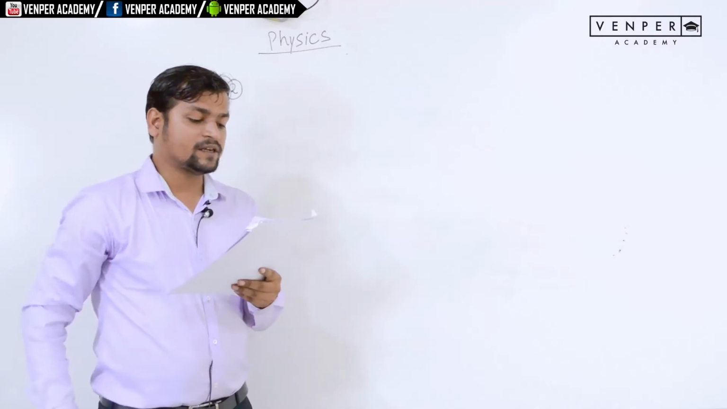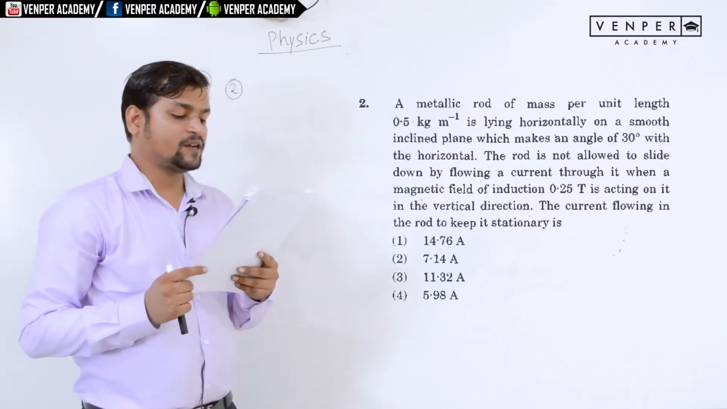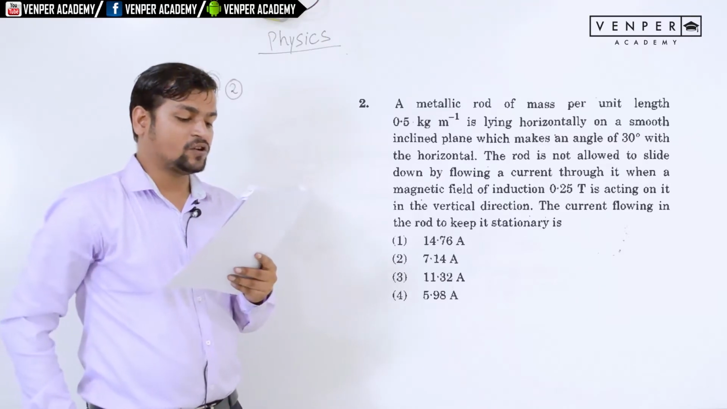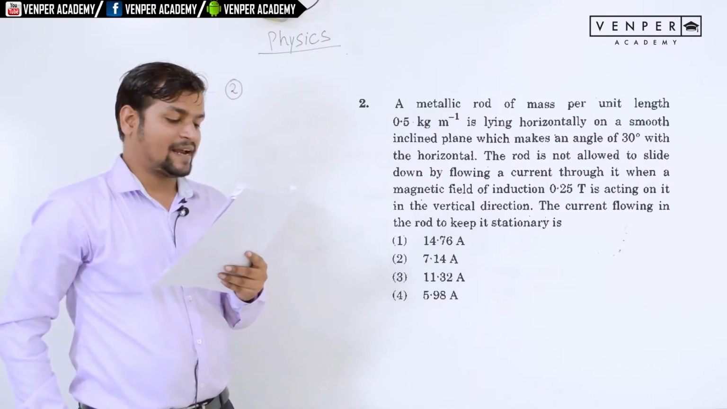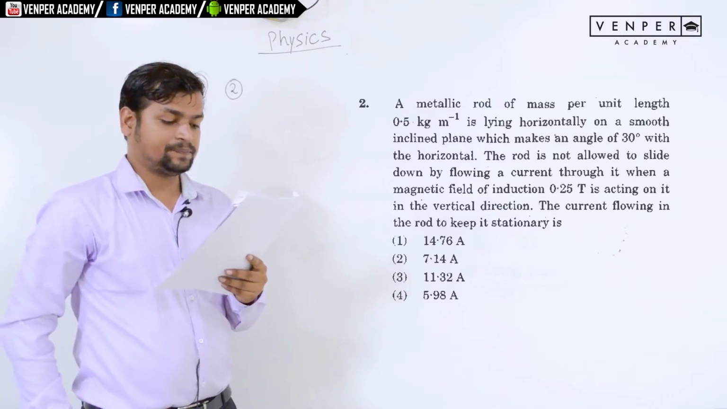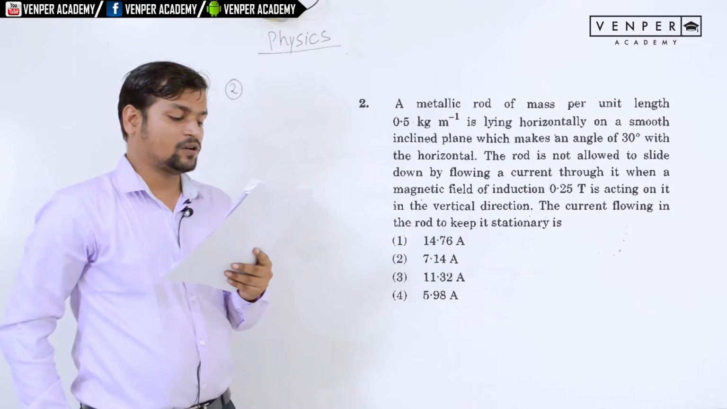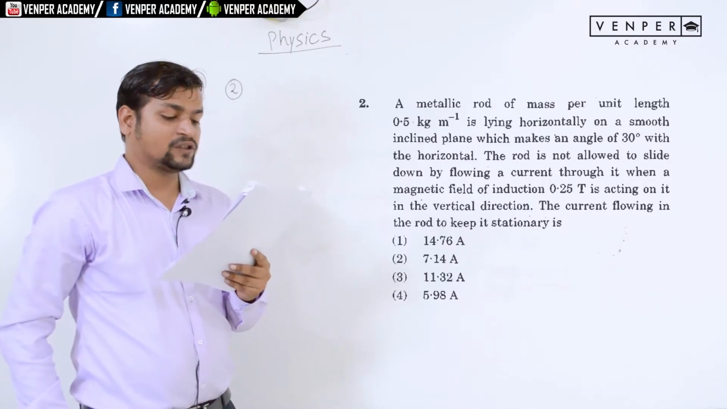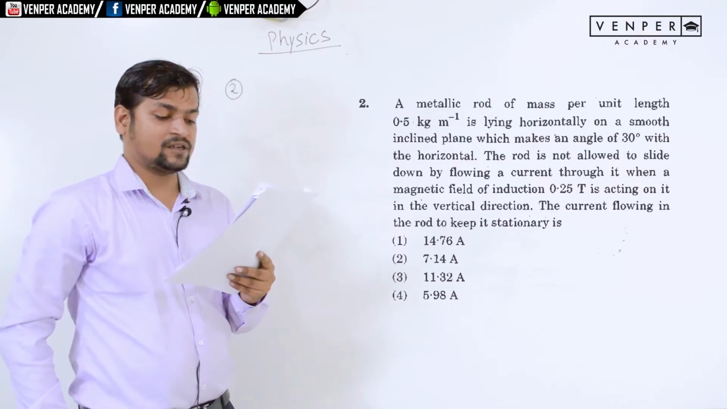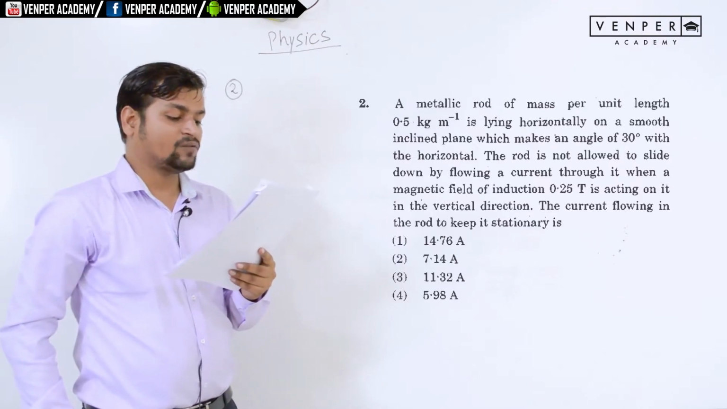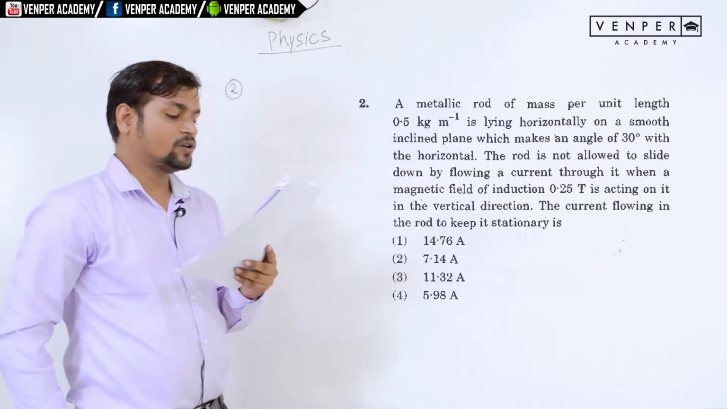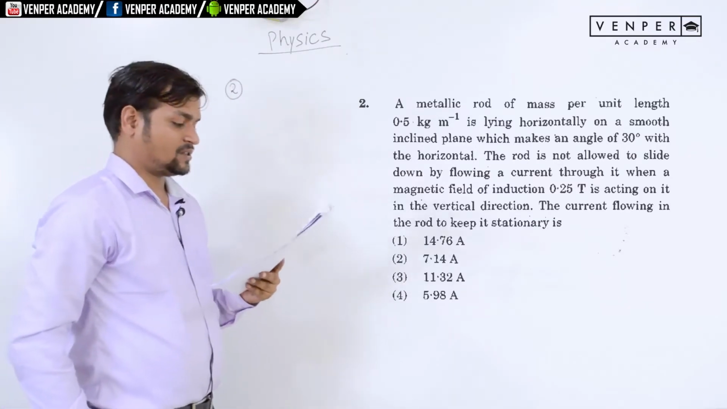Now the second question is: a metallic rod of mass per unit length 0.5 kg per meter is lying horizontally on a smooth inclined plane which makes an angle of 30 degree with the horizontal. The rod is not allowed to slide down by flowing a current through it. When a magnetic field of induction 0.25 Tesla is acting on it in the vertical direction, the current flowing in the rod to keep it stationary is?